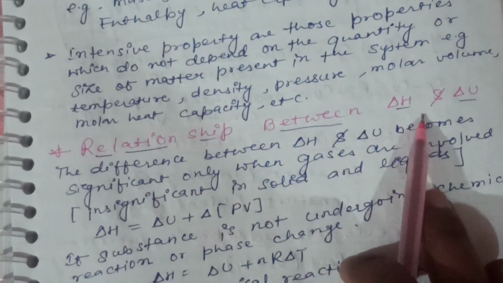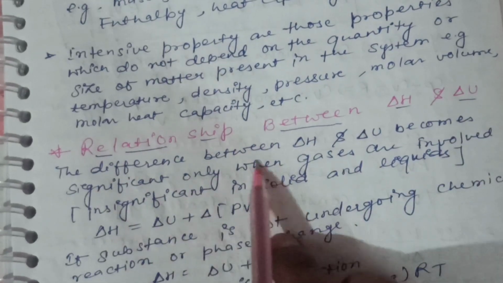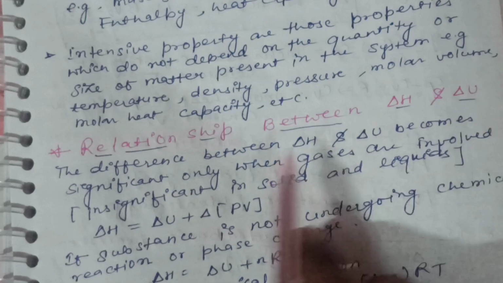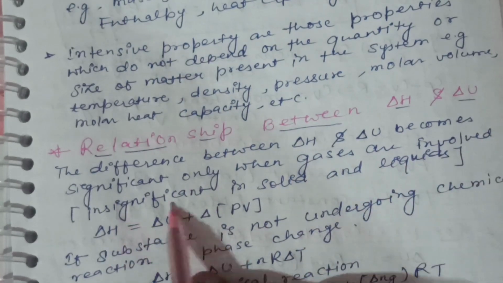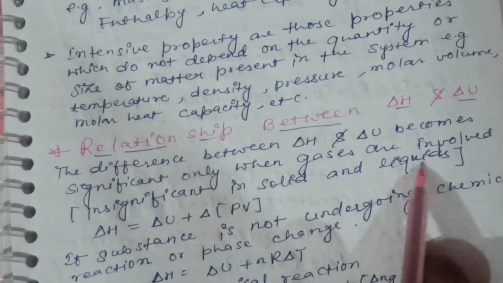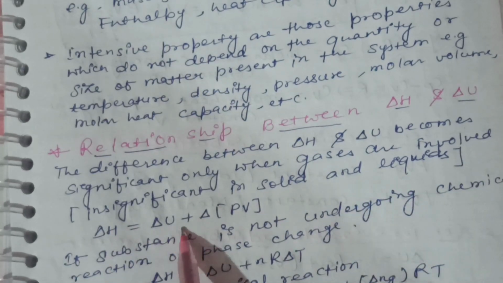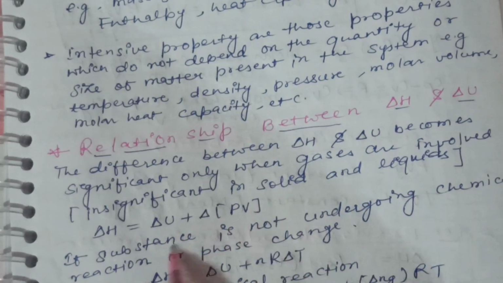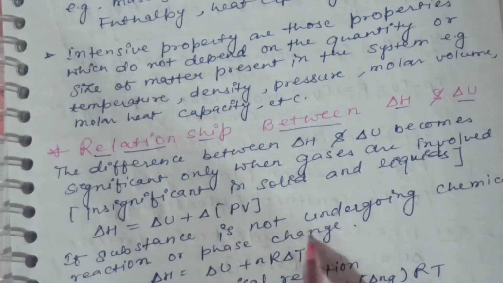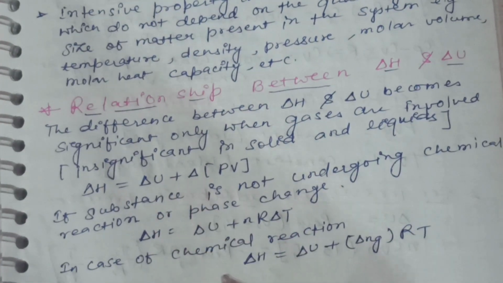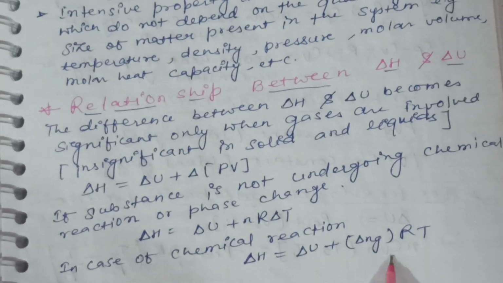Relationship between ΔH and ΔU. The difference between ΔH and ΔU becomes significant only when gases are involved, and is insignificant in solids and liquids. ΔH = ΔU + Δ(PV). If the substance is not undergoing chemical reactions or phase change, ΔH = ΔU + nRΔT. In case of chemical reactions, ΔH = ΔU + Δng RT.